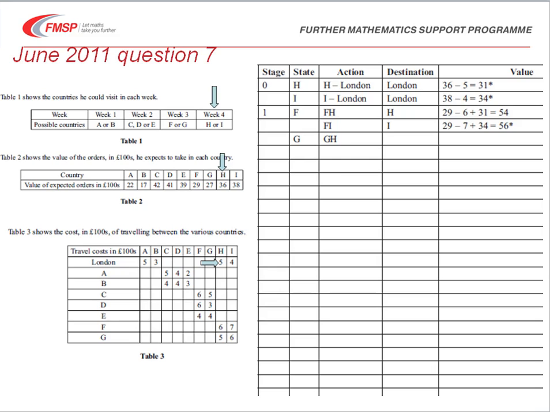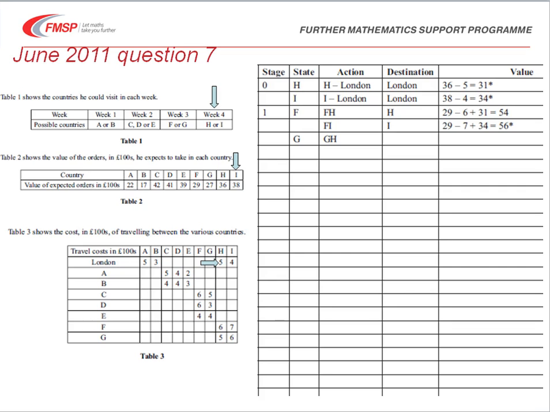Now, how has the value been worked out? Well, the possible profit for H in the second table is indicated as 36 minus the travel costs, which comes from the second table. So that value 31 comes from 36 minus 5. Likewise, in the line below, that's moving from I to London. This time the cost is 4, and the possible order values at I are 38. So we've got 38 minus 4 giving you the 34.